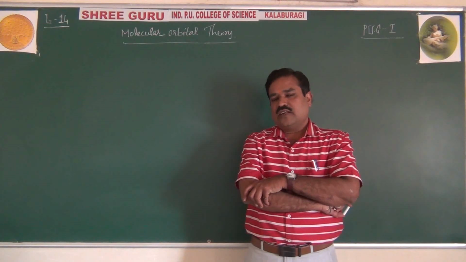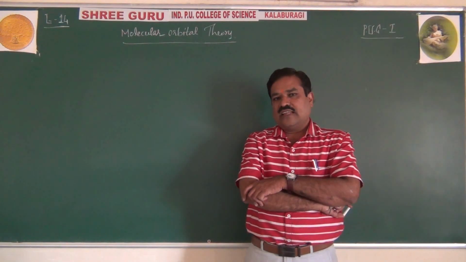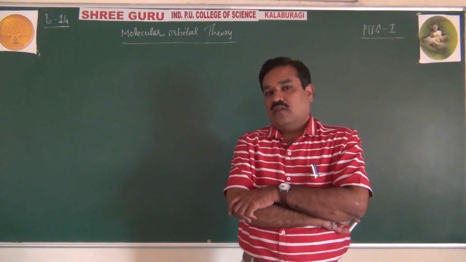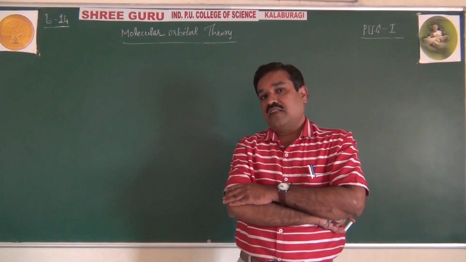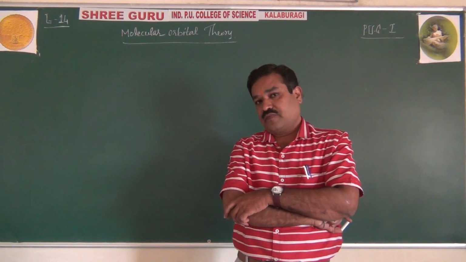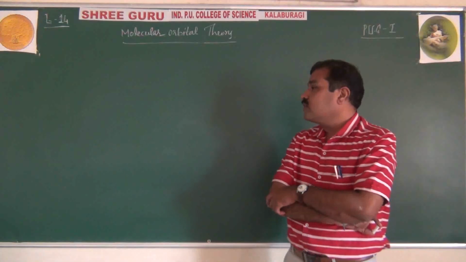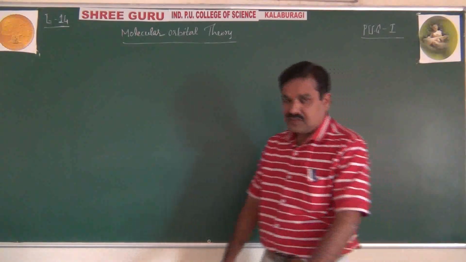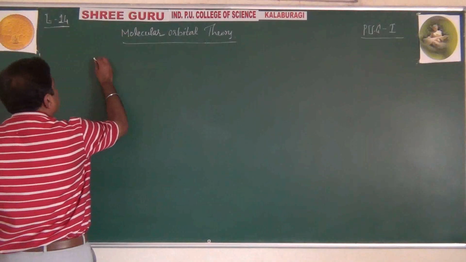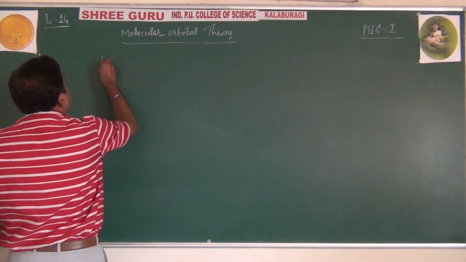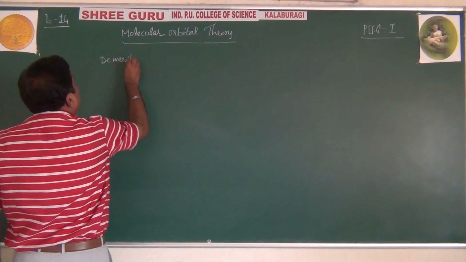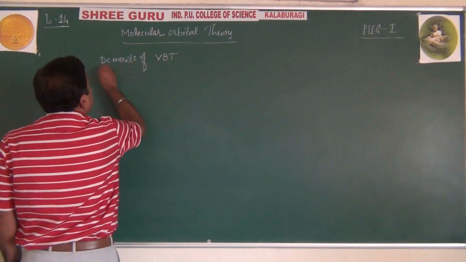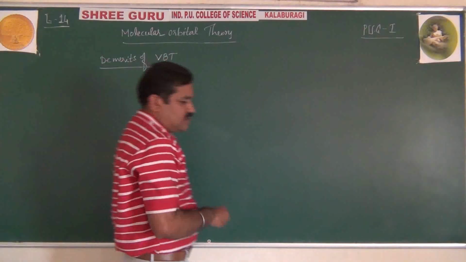Generally the question arises because you have studied Lewis dot structure, Lewis-Langmuir theory, then valence bond theory, then hybridization and VSEPR theory, valence shell electron pair repulsion theory. Why is there a need? There is a need for molecular orbital theory because there are demerits of VBT, valence bond theory. First you should know this. What are the demerits of VBT, or disadvantages of valence bond theory?